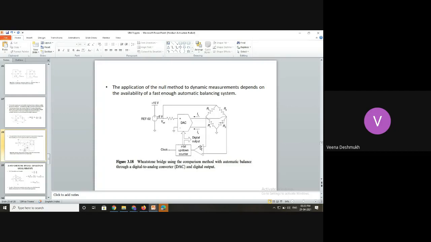Now, what is the differential amplifier? Here, across these 2 points, due to change in the sensing resistor, some potential difference will occur whenever there is a change in the resistance of the sensor element. So this potential difference is now given to the op-amp.